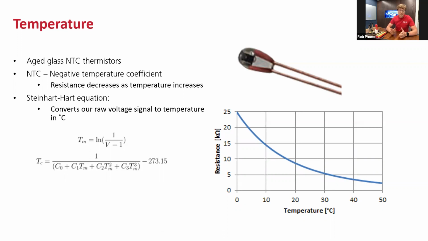We use particularly negative temperature coefficient thermistors, where the resistance decreases as the temperature increases, which is indicated by this plot over here on the bottom right. And this is characterized using the Steinhart-Hart equation, which converts our raw voltage into a temperature in degrees Celsius.